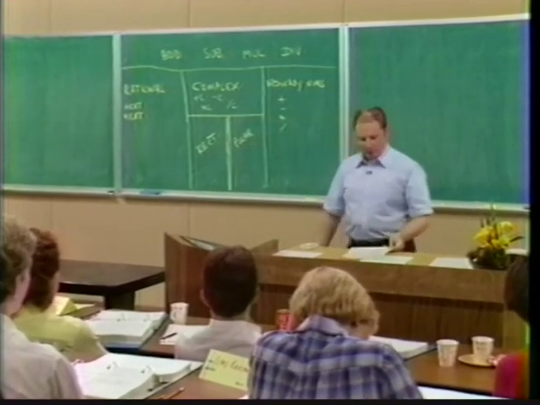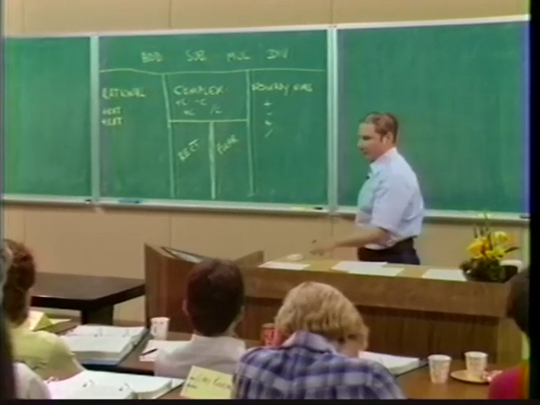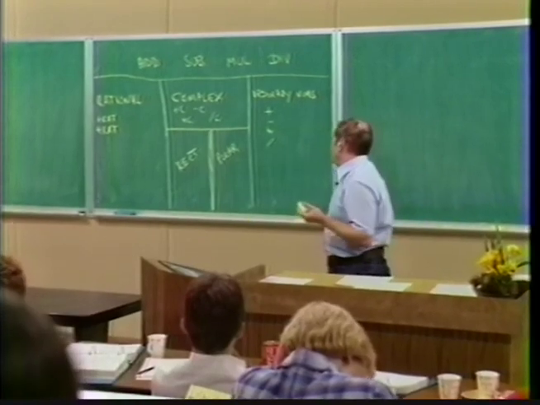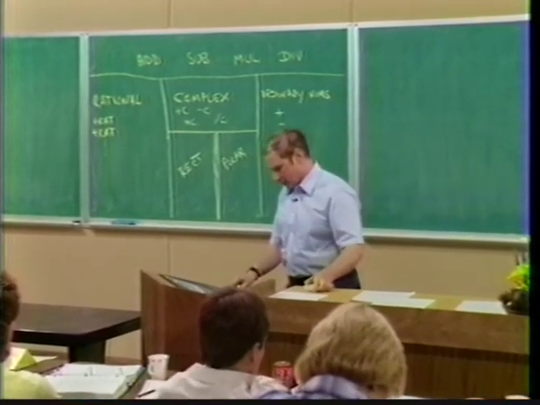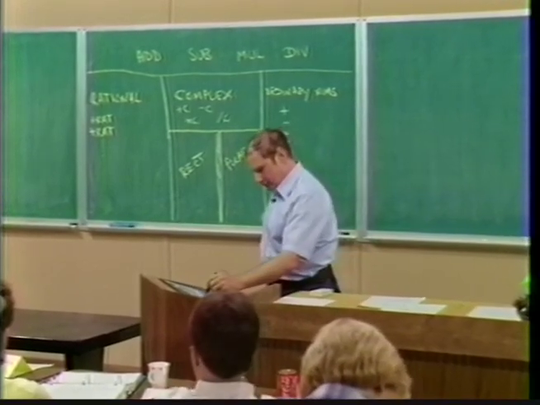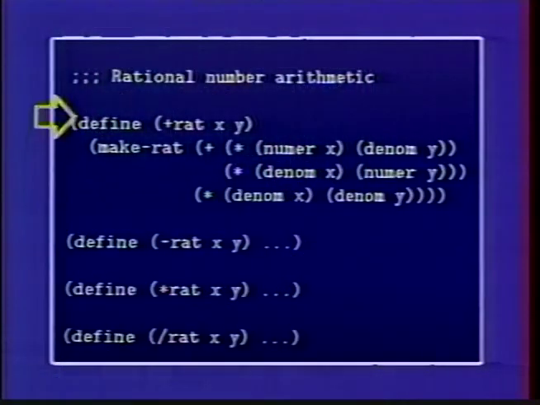Well, how can we make that? We already have the idea. We're just going to do it again. We've implemented a rational number package. Let's look at how it has to be changed. Here is, in fact, at this level, it doesn't have to be changed at all. This is exactly the code that we wrote last time.